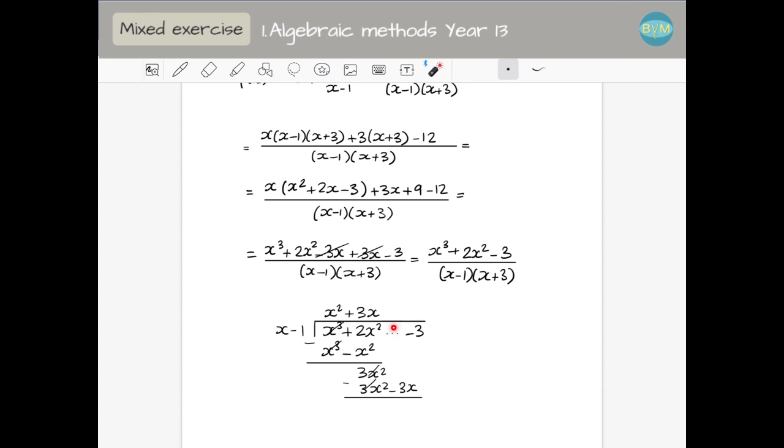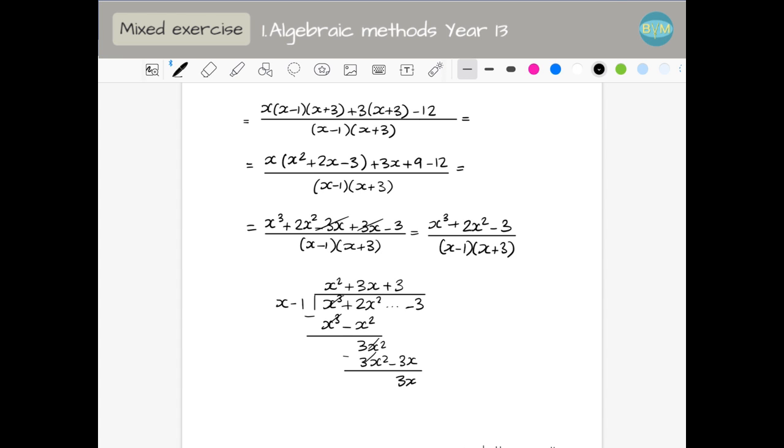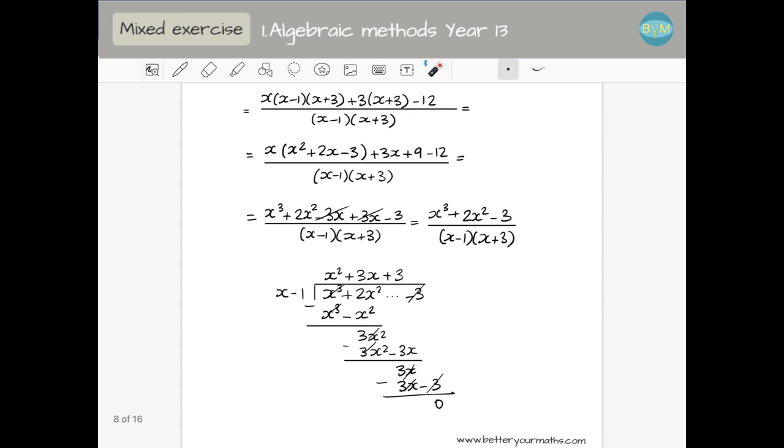And then that's why I left the gap. Nothing x minus minus 3x is positive 3x. And divide again, so plus 3, and multiply again. So 3x here, minus 3, and when I subtract, these two are gone, and these two are gone, and my remainder is 0. Which means this expression can be written as x minus 1 times this quadratic here. Yeah, and that's what I wanted, because then that way I can simplify.